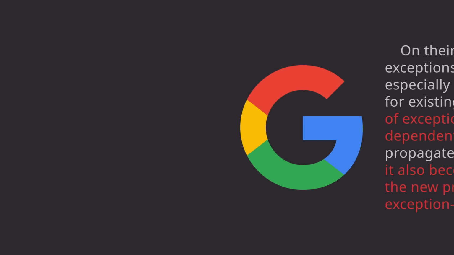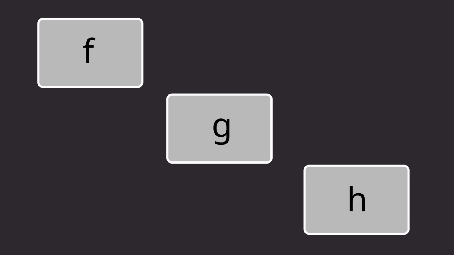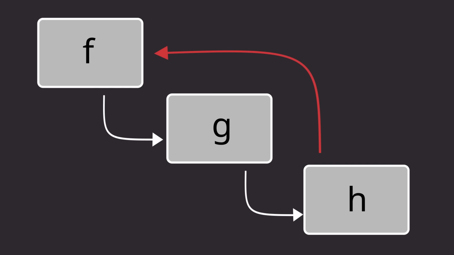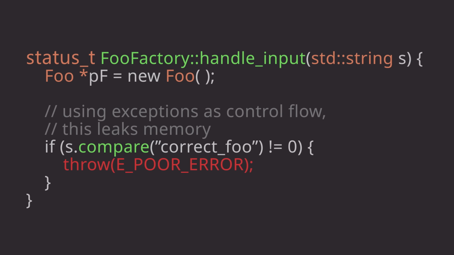For example, consider three functions, f, g, and h. F calls function g, and g calls function h. If h throws an exception that f catches, g has to be careful in the middle to make sure that it handles the exception properly such that f can safely return. Also, more generally, functions may return in places that you don't expect when you use exceptions.